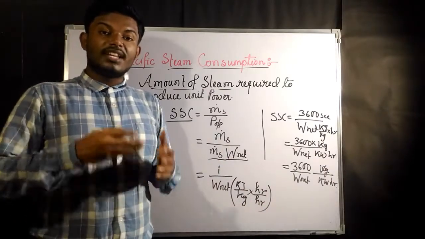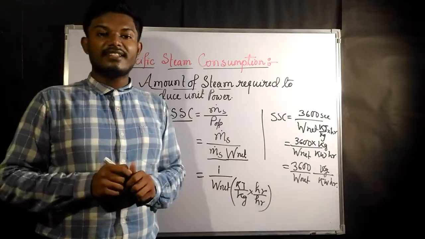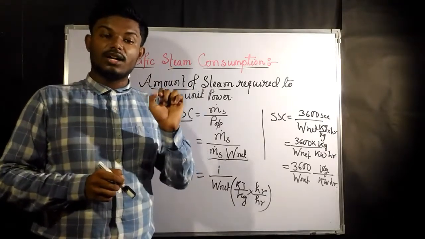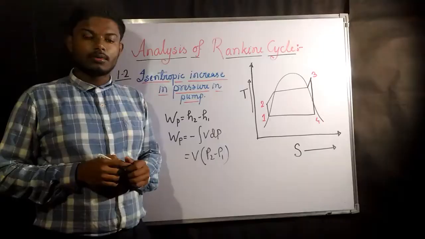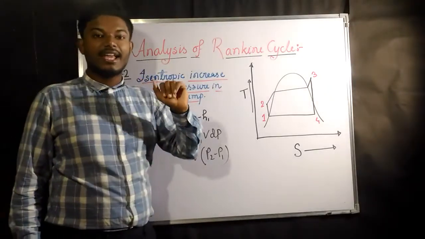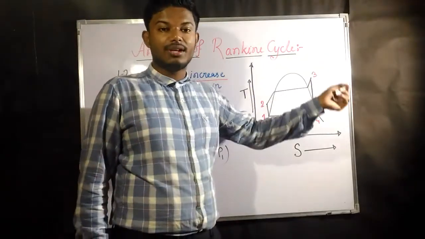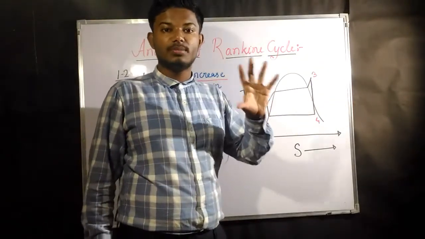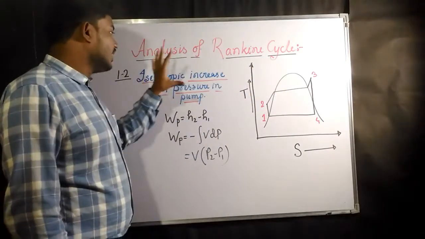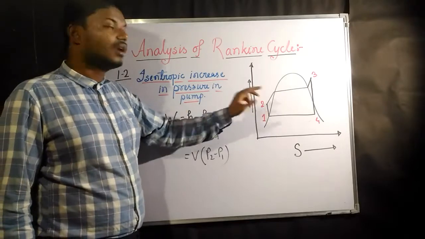Okay, so in the next part we are going to do the analysis of the Rankine cycle. Each and every process, the analysis should be there. Analysis of Rankine cycle means we are going from process to process, and we are going to analyze what is going to be there. So let us start with the first process. What is the first process of Rankine cycle? It is nothing but 1 to 2.